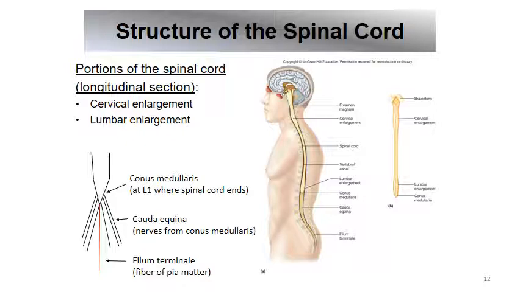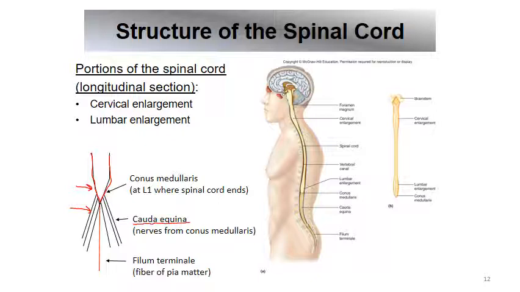Okay. The spinal cord actually ends at about the L1 region, meaning the first lumbar region. Where it ends, that's called the conus medullaris. But just because it ends doesn't mean that the nerves end. From the conus medullaris, many nerves come out. These nerves kind of look like hair. They call it the cauda equina, which translates into the horse's tail.